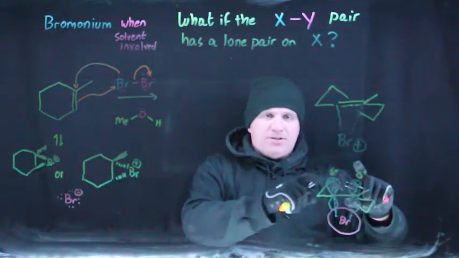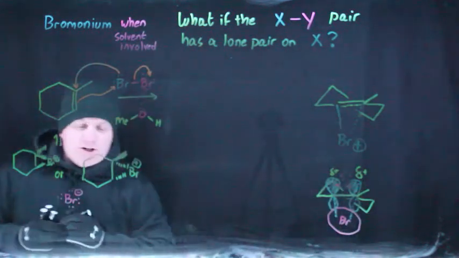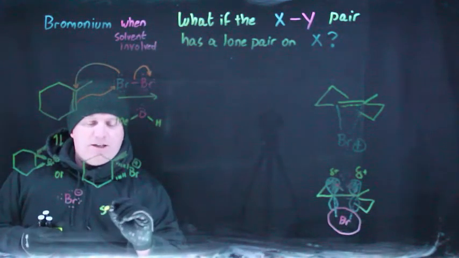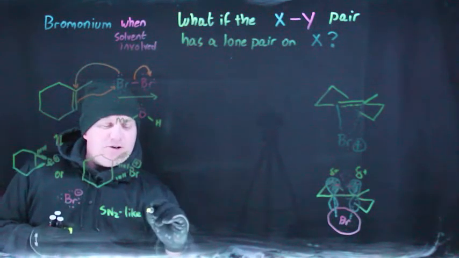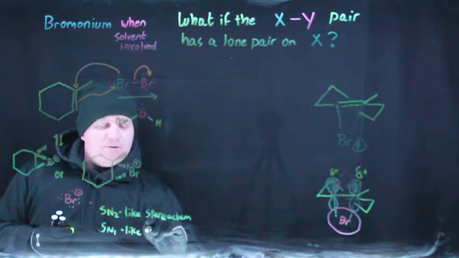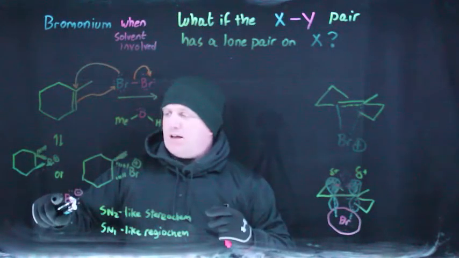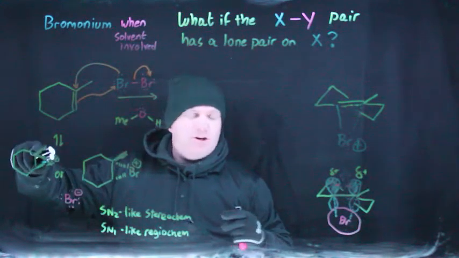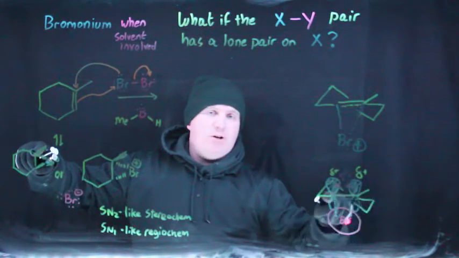But where is the bigger delta plus? The bigger delta plus is at the tertiary position. So in other words, this is going to be a product that is SN2-like in terms of stereochemistry, but it's going to be SN1-like in terms of regiochemistry. In other words, we have two questions to ask here. If this bromine were to attack, would it attack the secondary or the tertiary? The answer is, it would attack the tertiary because there's more plus there. That's the regiochemistry question. Which side do you attack?